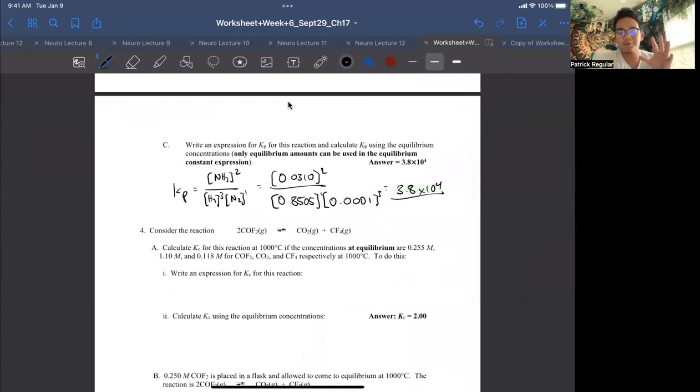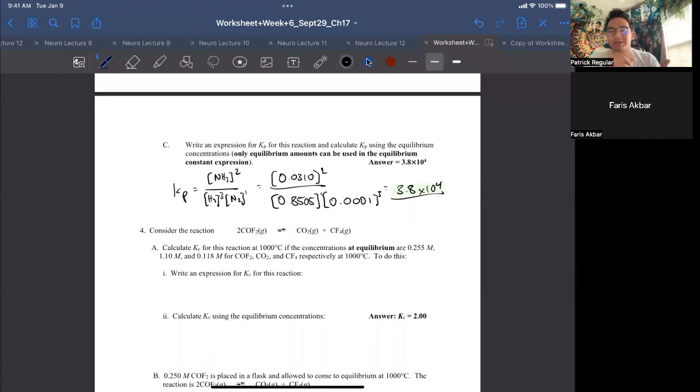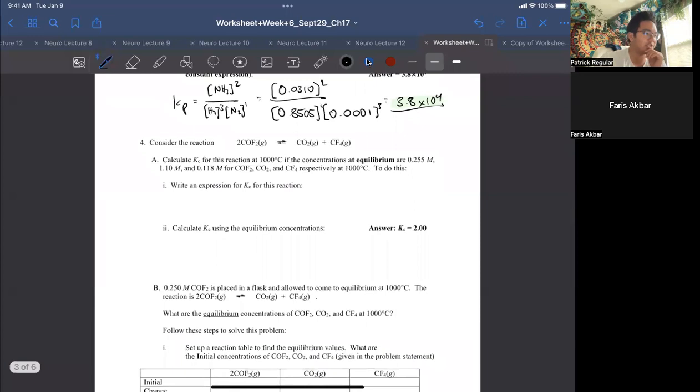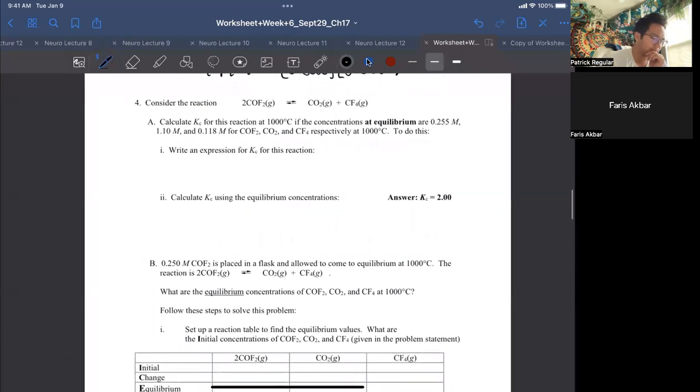Also, I don't want to waste time doing the calculations in a calculator and punching them in. So I have the calculations already pre-written out. That's what I'm writing down. And you guys should have access to this worksheet as well. Wait one sec.